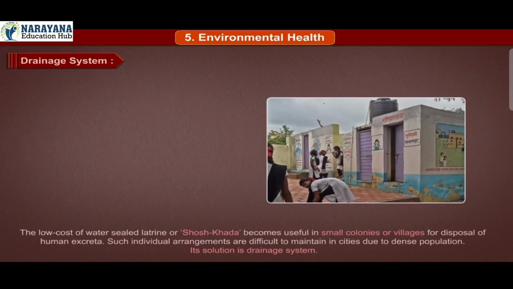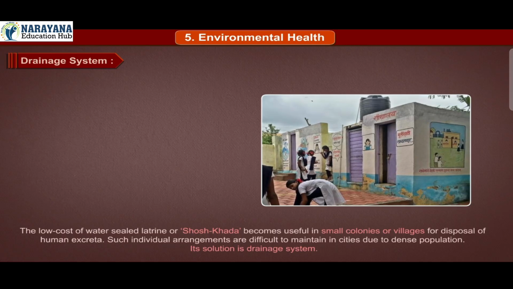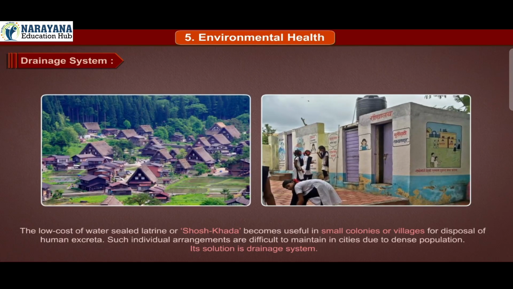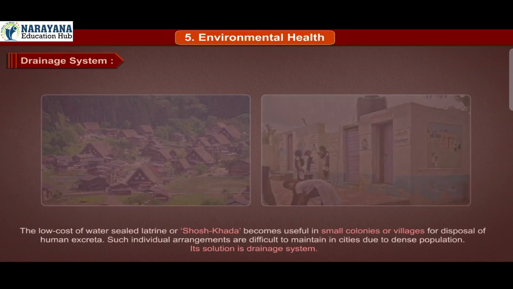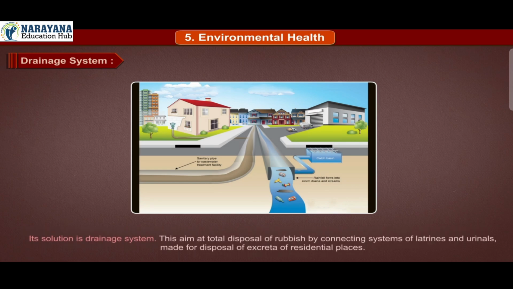Drainage system. The low cost water-sealed latrine or soak pit becomes useful in small colonies or villages for disposal of human excreta. Such individual arrangements are difficult to maintain in cities due to dense population. Its solution is the drainage system. This aims at total disposal of rubbish by connecting systems of latrines and urinals made for disposal of excreta of residential places.